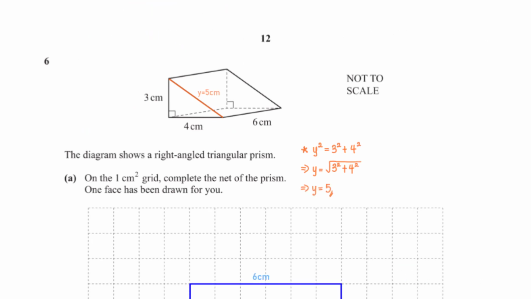The diagram shows a right-angled triangular prism. On the 1 cm square grid, complete the net of the prism. One face has been drawn for you. First, let's find the hypotenuse of the right-angled triangle, which is the width of the rectangle at the top. To get the hypotenuse, which we are calling y, we apply the Pythagoras theorem. This gives us y squared equals 3 squared plus 4 squared. When we make y the subject, this is what we get, which is equal to 5.